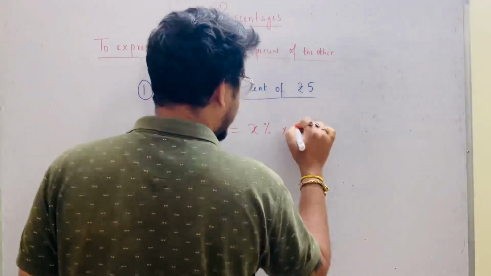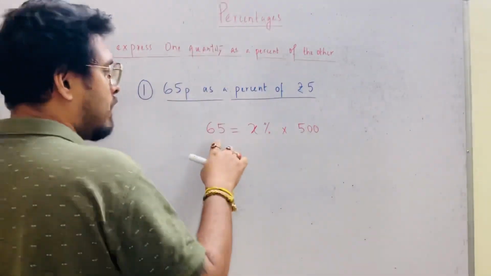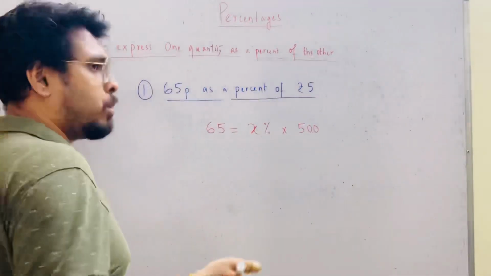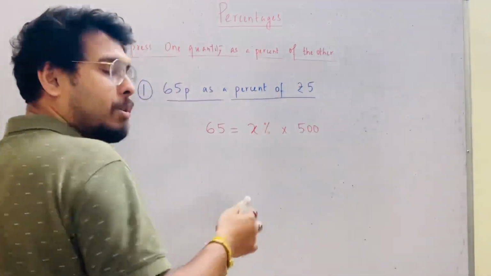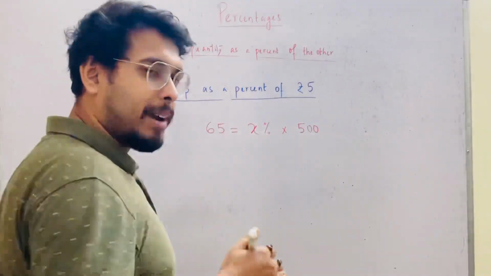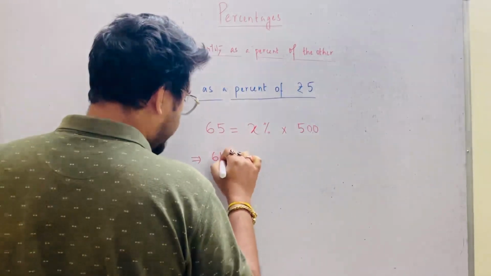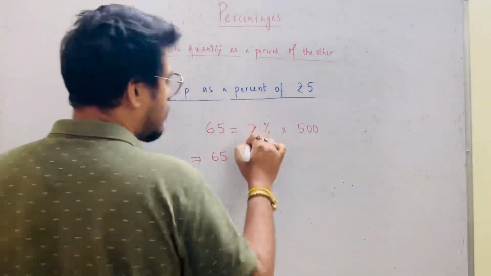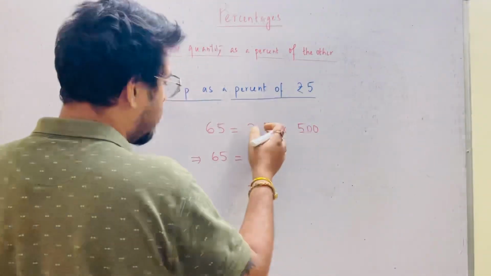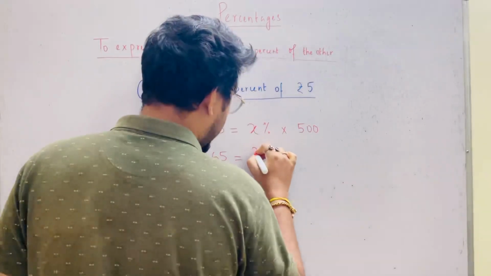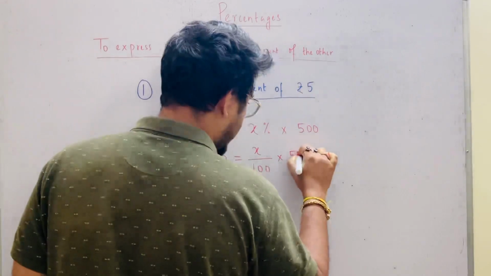Of means multiplication. 5 rupees means 500 paisa. Now that we have converted both into the same unit, you don't have to put the units here. So be very careful. Remember to convert it, because if you don't convert it, you will not get the right answer. Next, 65 is equal to x percent. Percent means out of 100, even if it is a variable. So it is going to be x over 100 multiplied by 500.